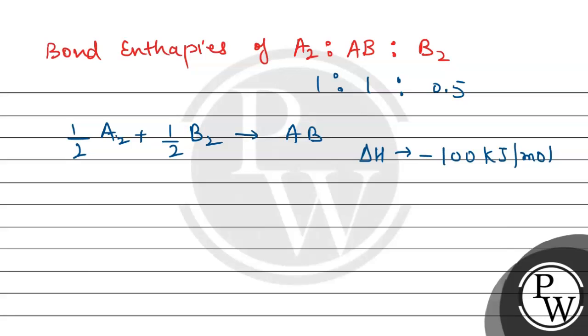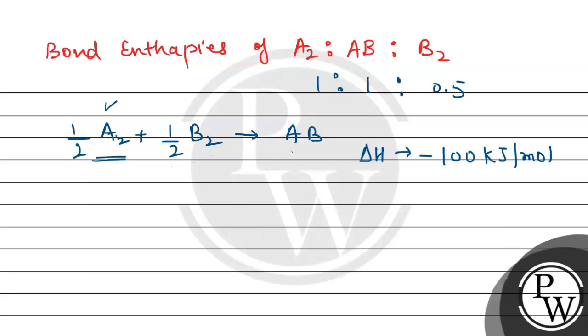Now if we have to find the bond enthalpy for the A2, so here we can see ये हमारे पास reaction के according क्या होगा, that will be half of the bond enthalpy for the A2 plus half of the bond enthalpy of the B2, that leads to the formation of the AB, which means bond enthalpy of the AB.